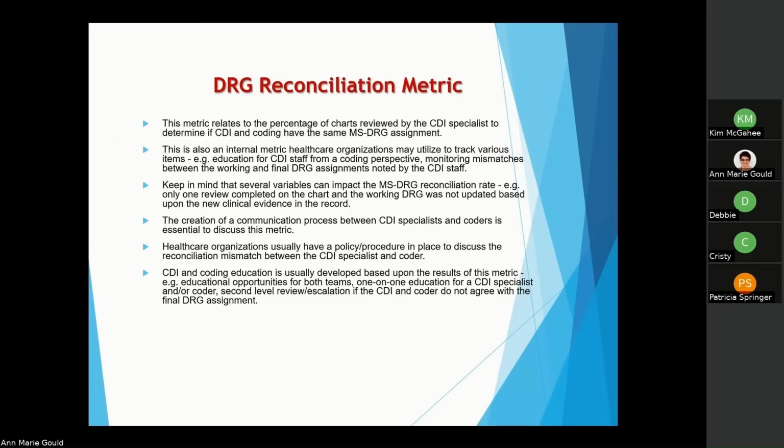And I think it's important that you have a communication process between the CDI specialists and the coders, because it is essential to discuss the recon, the mismatches. Healthcare organizations usually have some type of policy in place for the discussion of DRG mismatches. The CDI and coding education is usually developed based upon the results of this metric. Educational opportunities for both teams, maybe one-on-one education for a CDI specialist and or coder, and even second level review escalation if the CDI and coder do not agree with the final DRG assignment. That's what we were discussing earlier when it comes to this metric.